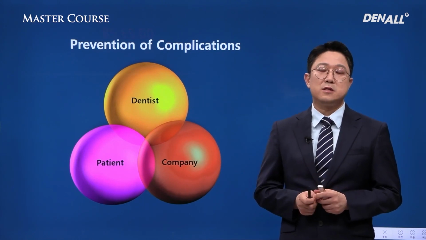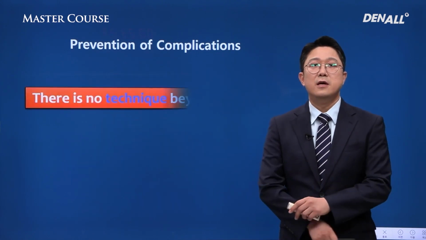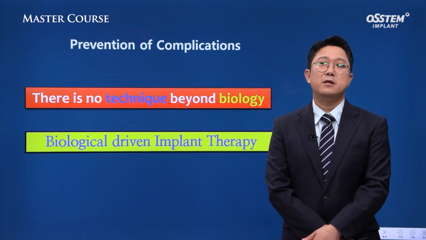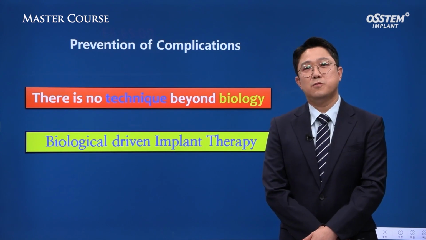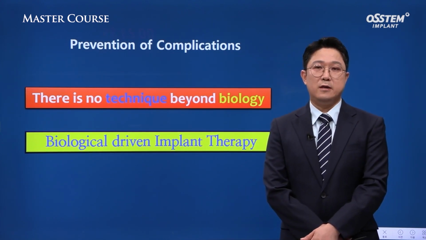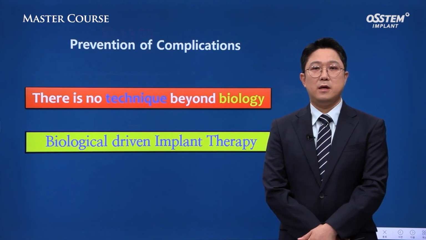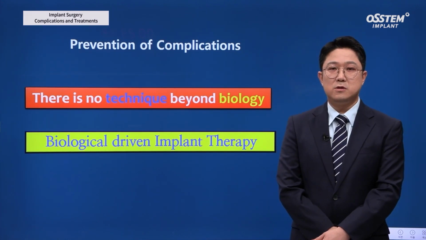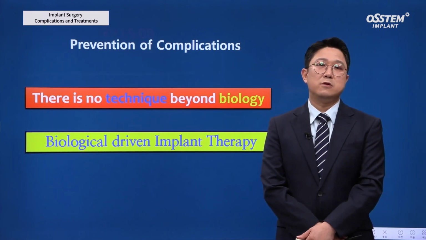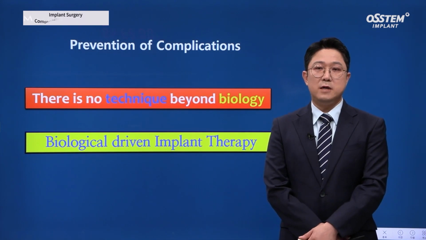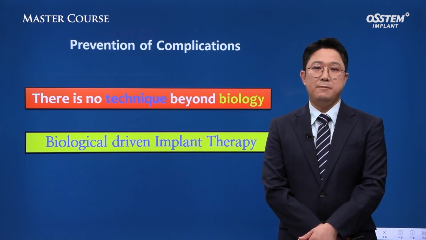How can dentists prevent implant complications? In a nutshell, I think we need to consider patients' biology. Biology-driven implant therapy is very important. No matter how excellent the technology we have, it is difficult to change the biology of the patient, and biology-based implant treatment is the only way to prevent complications.